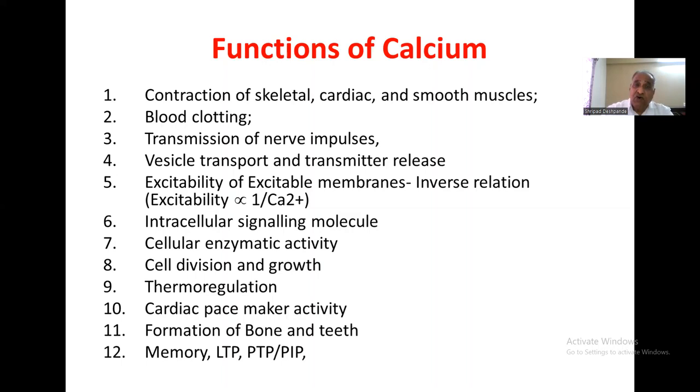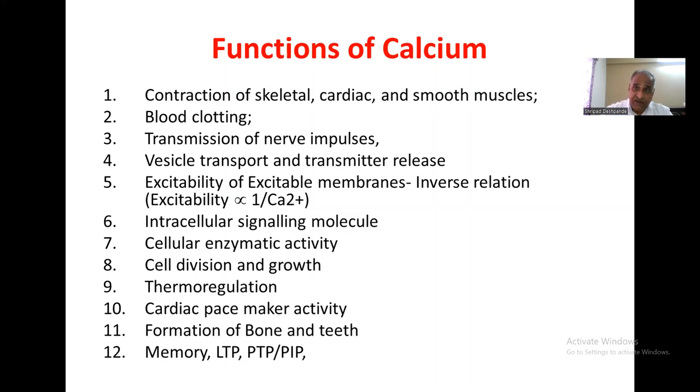Calcium is an essential component, or a facilitator, of cellular enzymatic activity. Number 8, calcium is essential for cell division and growth. In cell division, where the cells in mitosis are pulled apart, calcium is required. Calcium is involved in thermoregulation. Maybe in thermoregulation we have the prostaglandins and other things, but calcium is one of the cations, along with other electrolytes, maintaining the temperature regulation. In the cardiac pacemaker potential, calcium is the transmitter. After the trigger, it is through the calcium channels and the calcium influx that the wave of depolarization is produced.